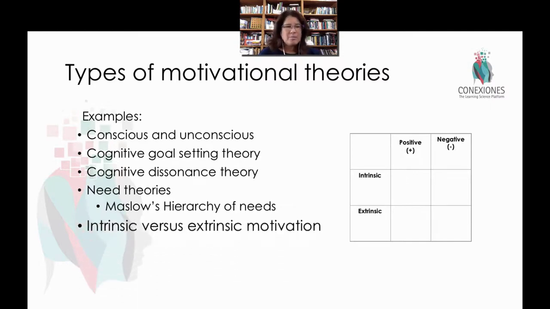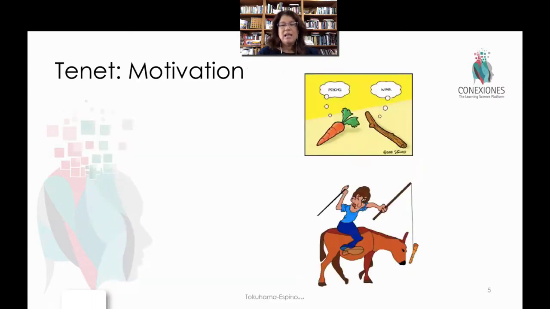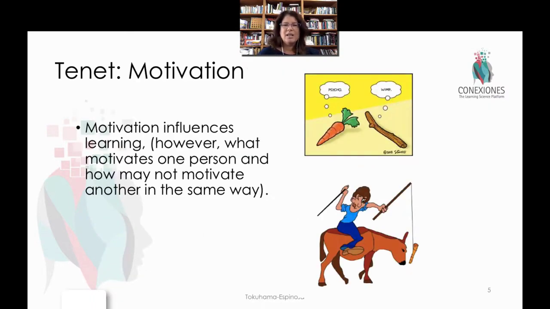But the two probably most prominent pairs in the literature have to do with intrinsic versus extrinsic motivators, as well as push and pull theories, things about positive or negative, or reward and punishment concepts. And this last pair is really interesting, because what's key and what makes motivation a tenet is that what motivates you doesn't necessarily motivate me, right? So there are very, very personalized aspects to motivation.